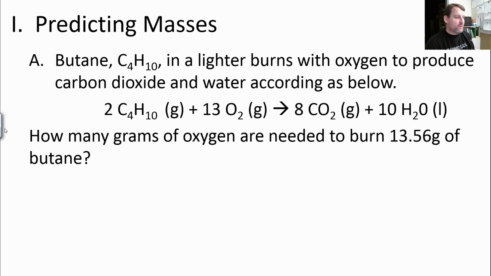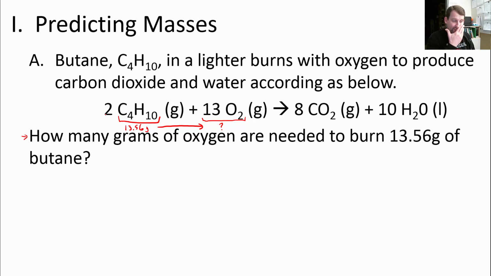The first thing we do is read the problem. We say, hey, how many grams of oxygen are needed to burn 13.56 grams of butane? So here's our unknown that we're trying to get to. We know this amount, 13.56 grams of butane, and we're trying to take that and go over to oxygen and figure out how much of it we need.